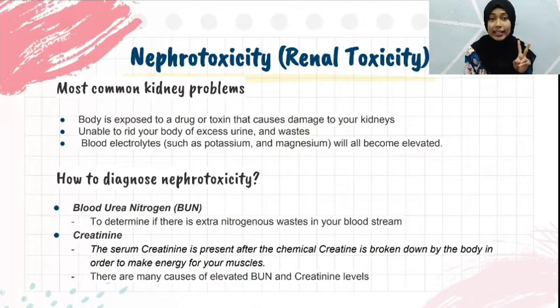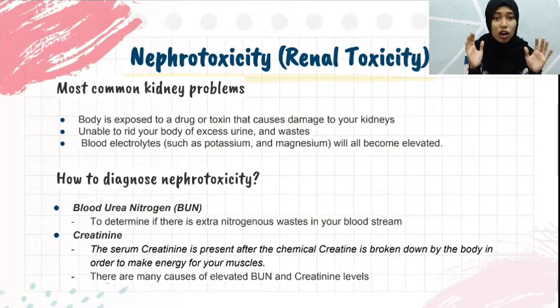And the second test is creatinine. The serum creatinine is present after the chemical creatine is broken down by the body in order to make energy for your muscle. The kidneys are normally able to filter out a large amount of creatinine on a daily basis. However, when kidney problems are present, your creatinine level will increase, reflecting less creatinine being filtered out through the kidney. There are many causes of elevated BUN and creatinine level.